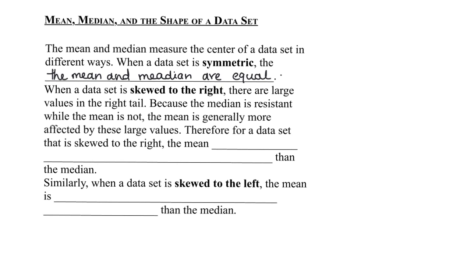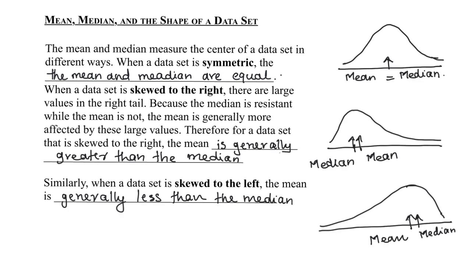So, when the data set is symmetric, the mean and median will be equal. When the data set is skewed to the right, there are large values in the right tail, and because the median is resistant while the mean is not, the mean is generally more affected by these extreme or large values. Therefore, if the data set is skewed to the right, the mean is generally greater than the median.